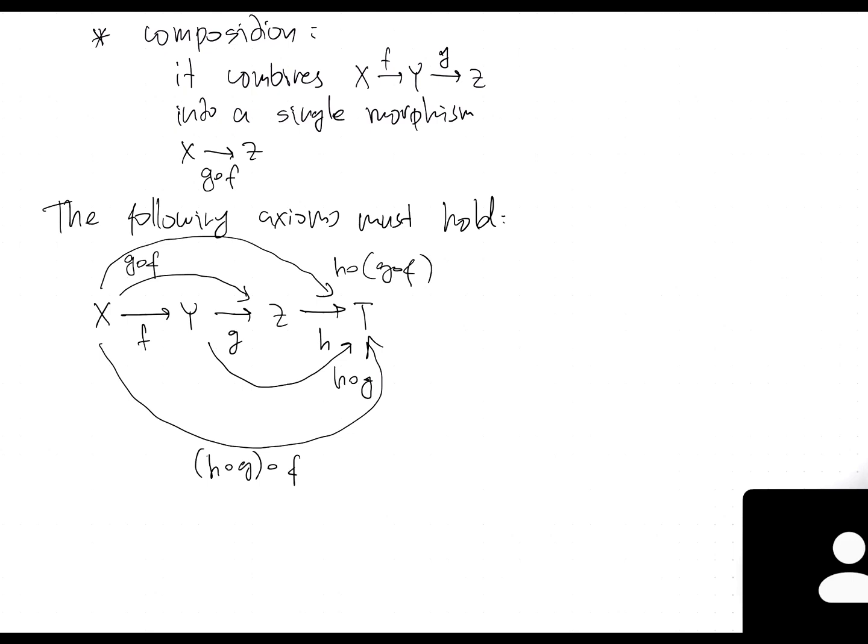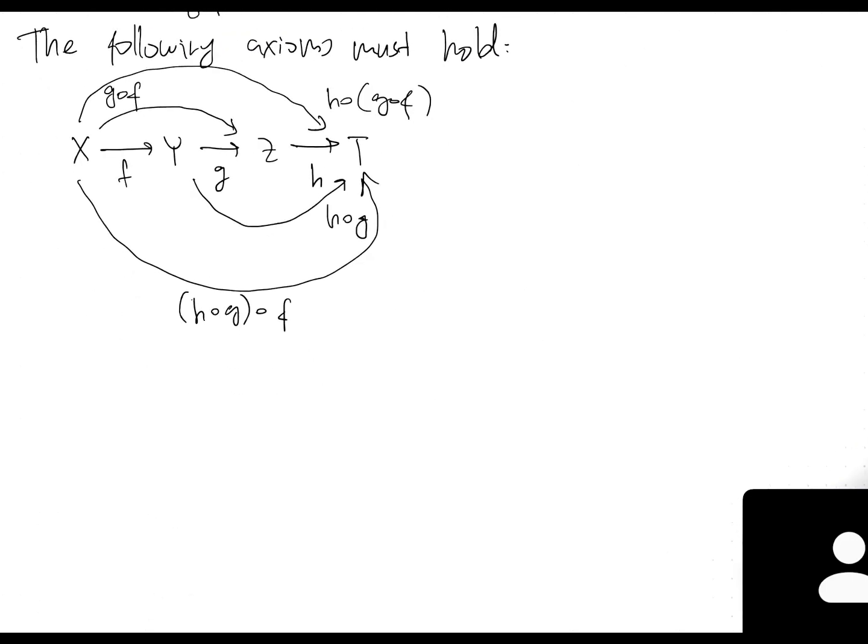Now the axiom says that these two composites, the ones with three morphisms in it, must be equal. So associativity requires that H composed with G composed with F is always equal to H composed with G composed with F. So that's our first axiom on a category. We also have a second one.